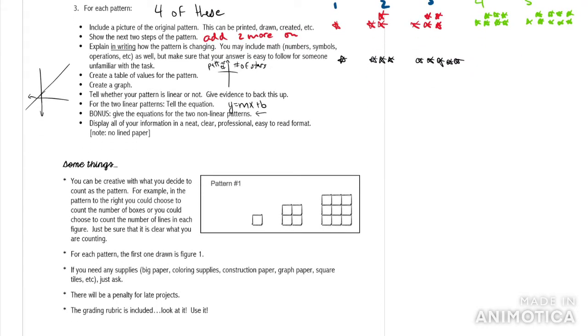When you're counting things, make sure that you're being explicit about what you're counting. So here's an example. If I'm counting these squares, they're actually made out of sticks. So am I counting the sticks or am I counting the squares? So be clear.